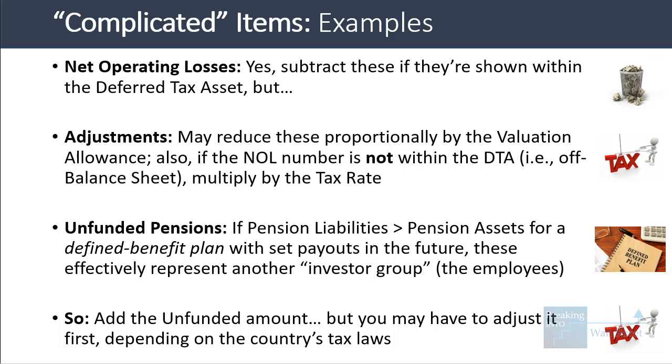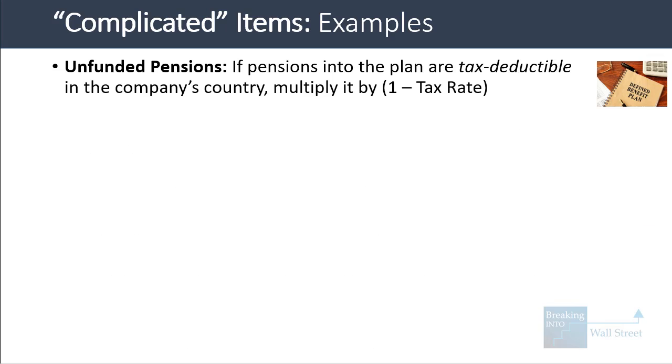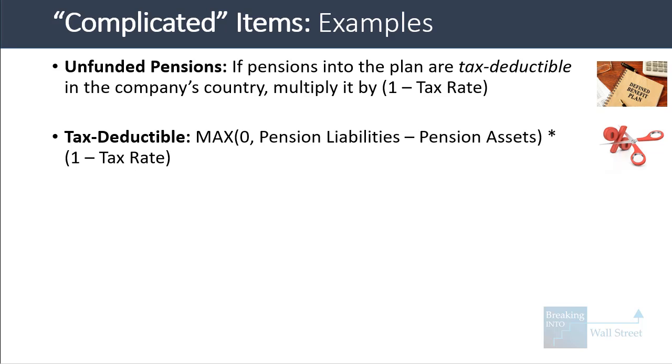So you want to add the unfunded amount, but you may have to adjust it first because of how the tax laws around contributions into defined benefit pension plans work. What I mean specifically is that if pension contributions into the plan are tax deductible in the company's country, then you multiply the unfunded pension by 1 minus the tax rate, because when the company contributes to its pension plan, it will save something on taxes by doing so because the contribution is tax deductible. So if it's tax deductible, you take the max between 0 and the pension liabilities minus the pension assets and multiply by 1 minus the tax rate.